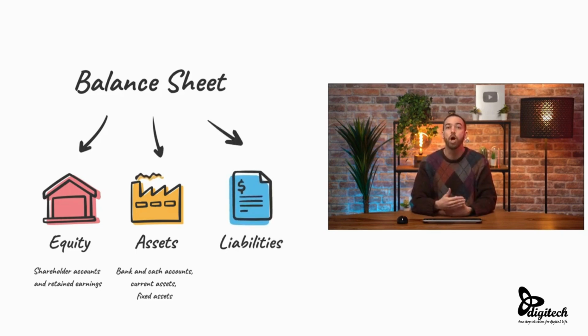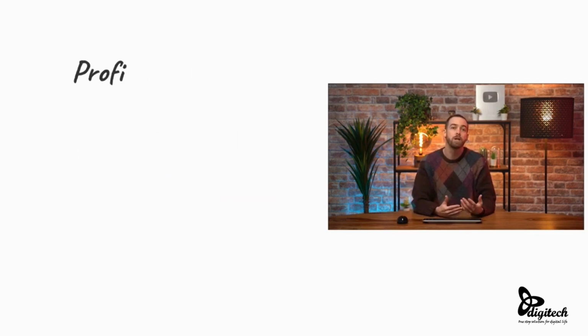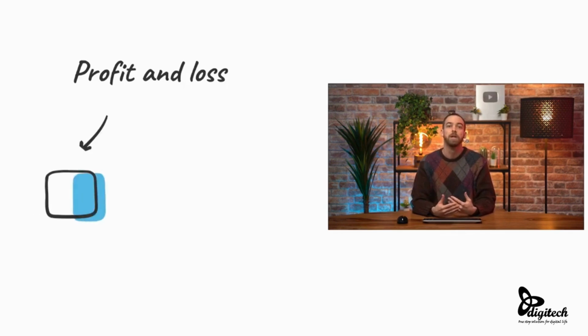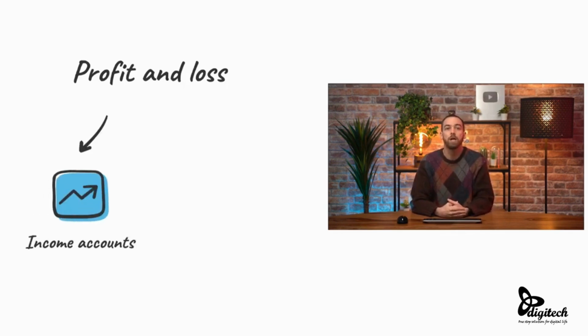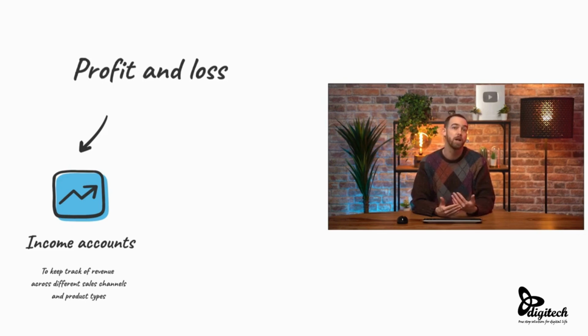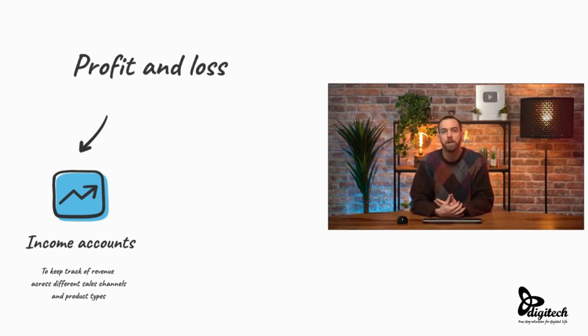Liabilities are what a company owes. So these are future obligations such as accounts payable, short and long-term loans, etc. And for the profit and loss report, we have our income and expense accounts. Income accounts are where a company keeps track of revenue coming in from their sales. By using multiple income accounts, companies can track their income from different sales channels or different product categories to have a more detailed understanding of their revenue.